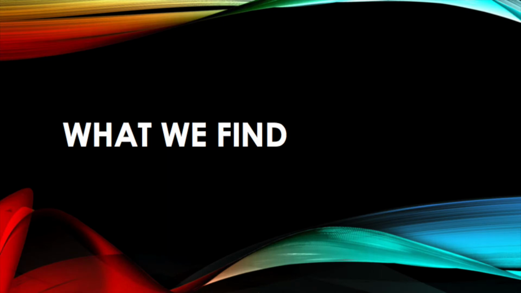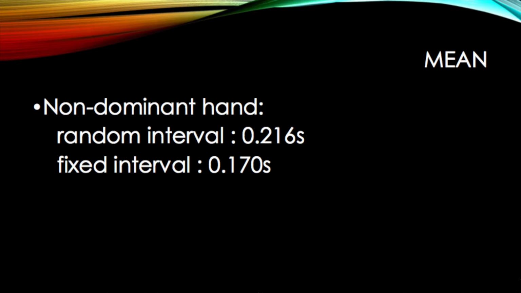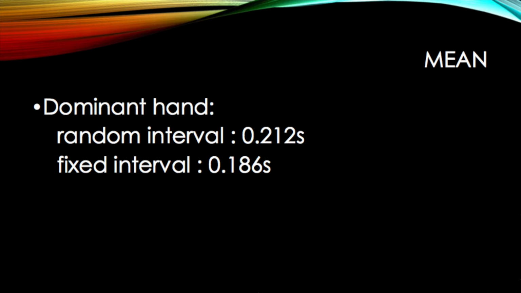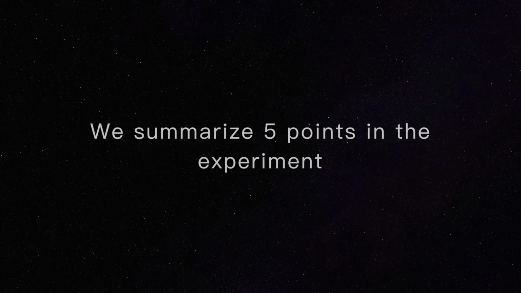Moving on, now is what we found from the experiment results, which use the second as the unit. In the result, the non-dominant hand with the random interval and fixed interval means are 0.216 second and 0.170 second. The dominant hand with the random interval and fixed interval are 0.212 second and 0.186 second. We summarize 5 points in the experiment.